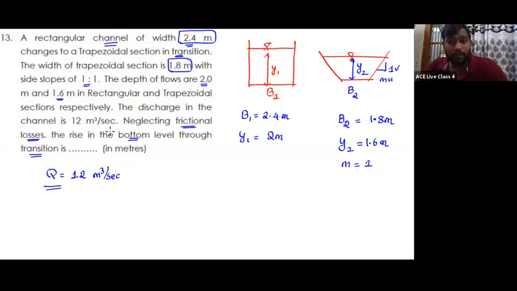Step number 1: every time they give a question regarding channel transition, you draw the elevation and the plan. And then you apply the relation between the specific energies.